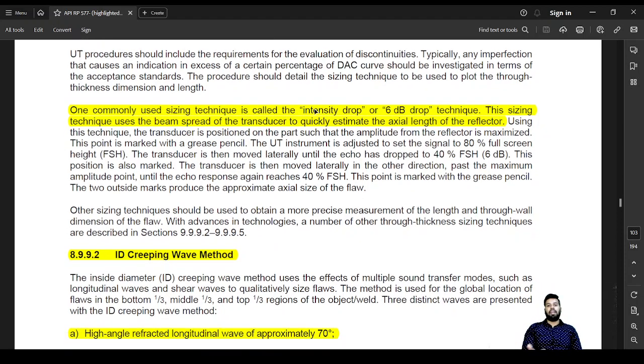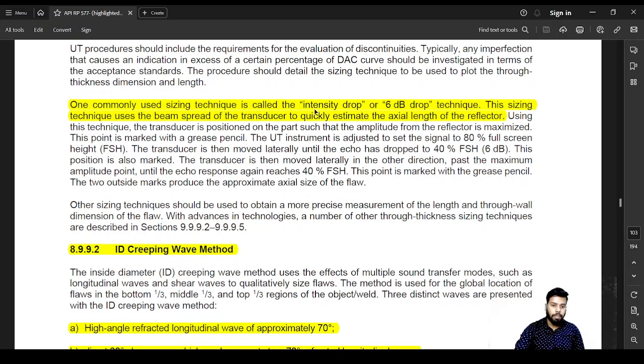Discontinuity evaluation and sizing. So generally we are going to use DAC to identify the discontinuity, but sizing can also be done by the 6 dB drop and 20 dB drop techniques. 6 dB drop is generally used for identifying the length of defects, and 20 dB drop is generally used to identify the length of smaller discontinuities such as porosity or slag inclusion. One of the commonly used sizing techniques is called the intensity drop or 6 dB drop technique. The sizing technique uses the beam spread of the transducer to quickly estimate the axial length of the discontinuities.